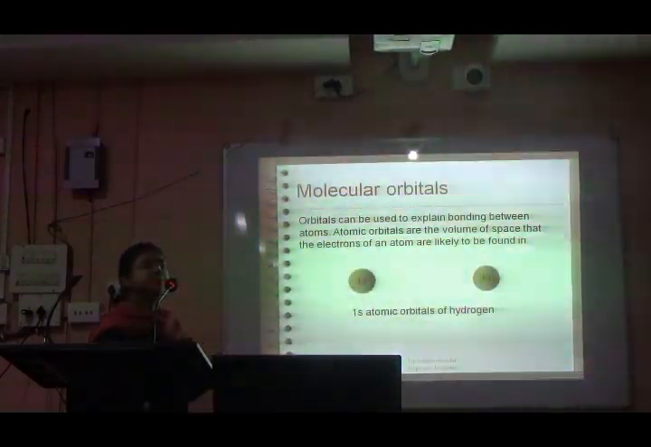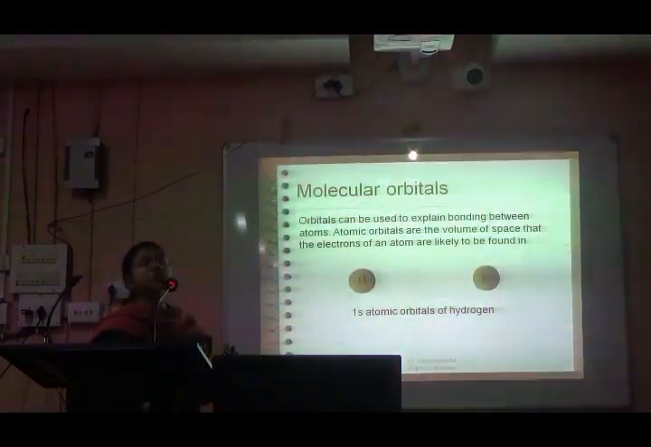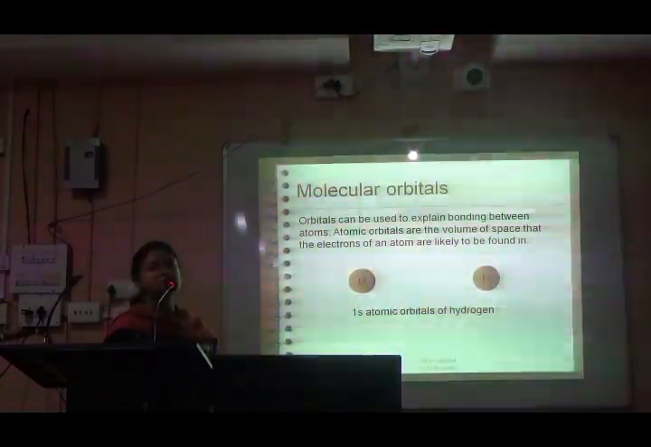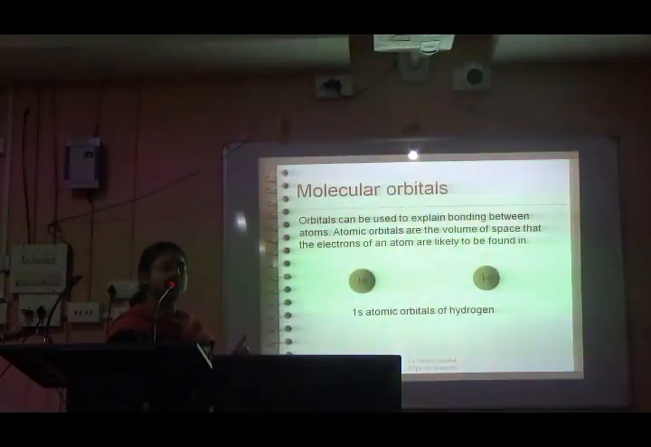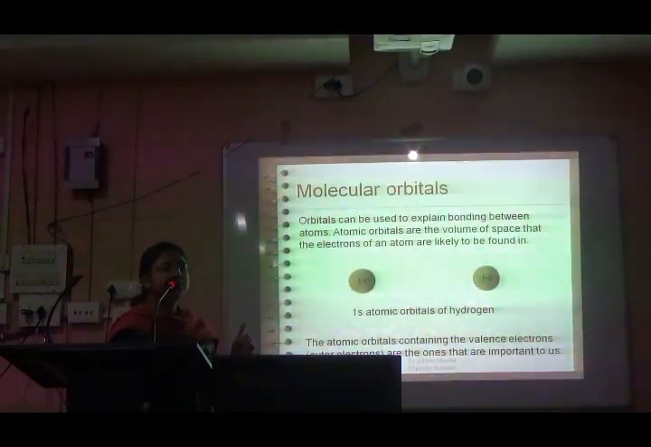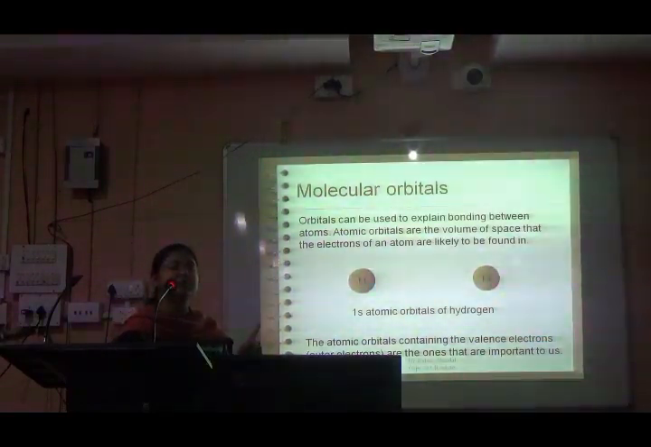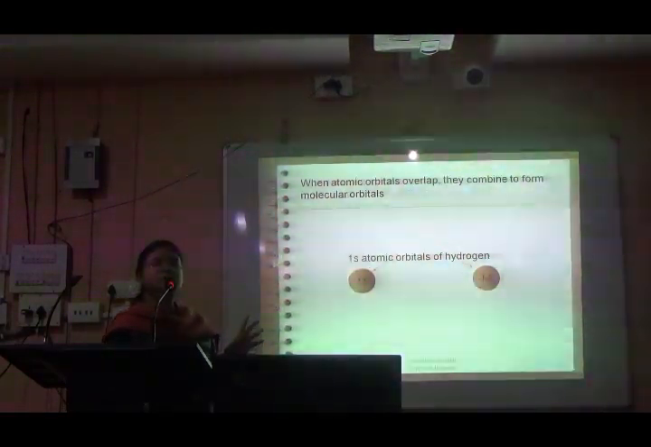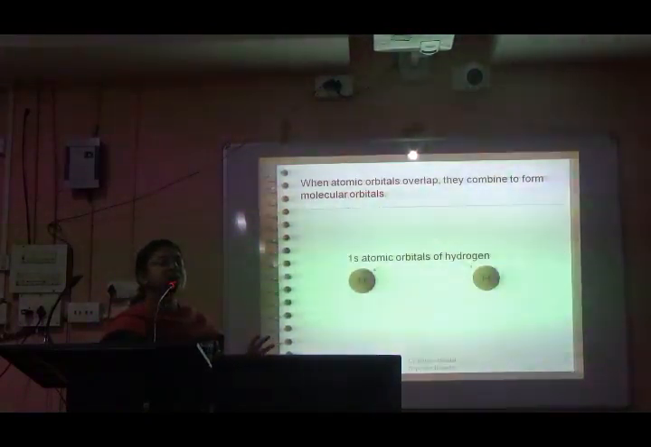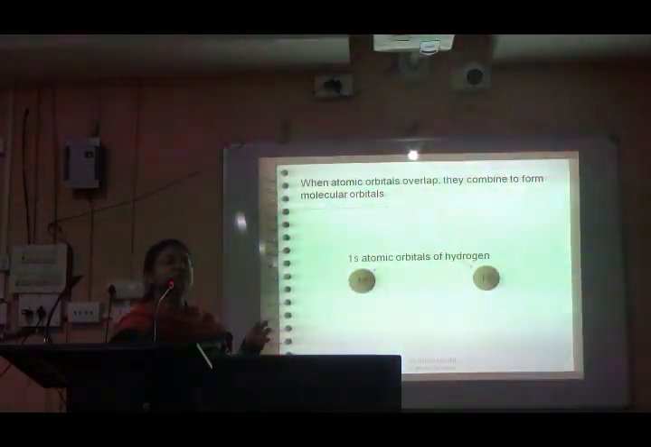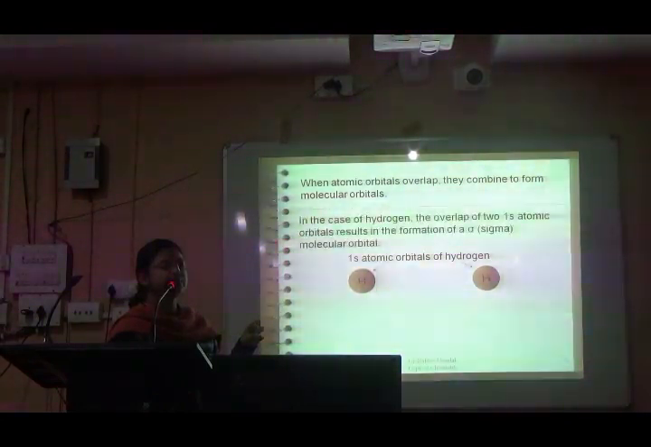Okay? Now see, these are the two atomic orbitals of hydrogen. They contain the valence electrons. In fact, hydrogen has got only a single electron, which is the valence electron, and that is in fact the most important electron of the atom or the molecule, whatever it is. The atomic orbitals, when they overlap, will combine to form molecular orbitals as follows.